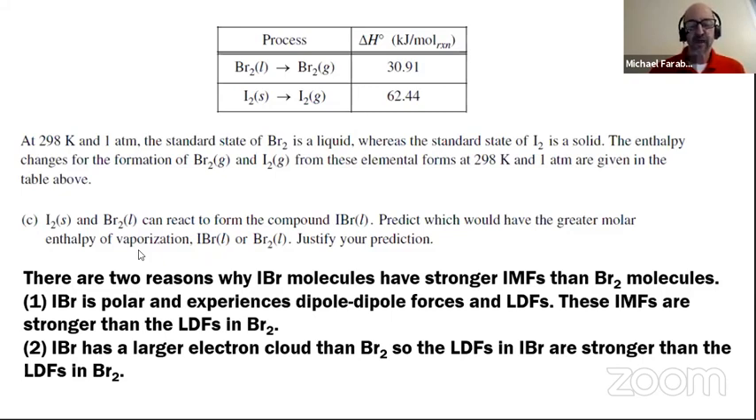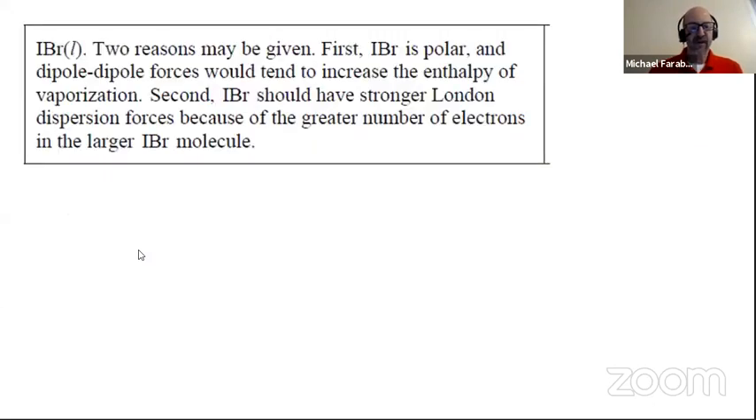You also could have said that since an IBr molecule has a larger electron cloud, the LDFs, the London dispersion forces, would be stronger in IBr because of its larger electron cloud, greater polarizability. And that's what you can see here on the screen. Two reasons may be given. First, that IBr is polar, and of course, having the dipole-dipole forces tends to increase the enthalpy of vaporization. And the second is that it should have stronger LDFs because of the larger electron cloud.